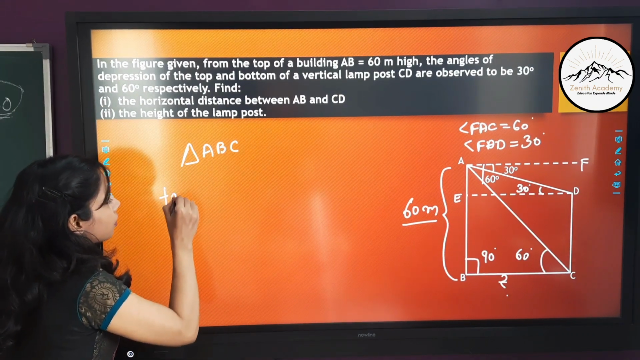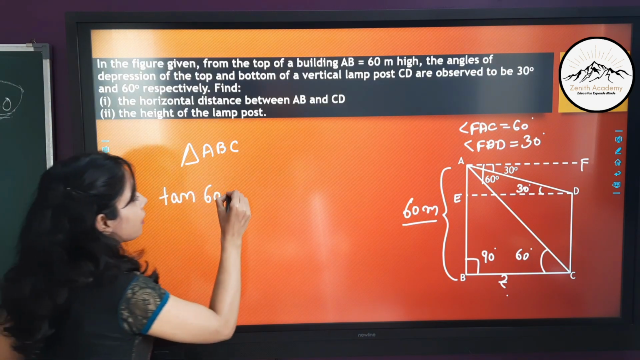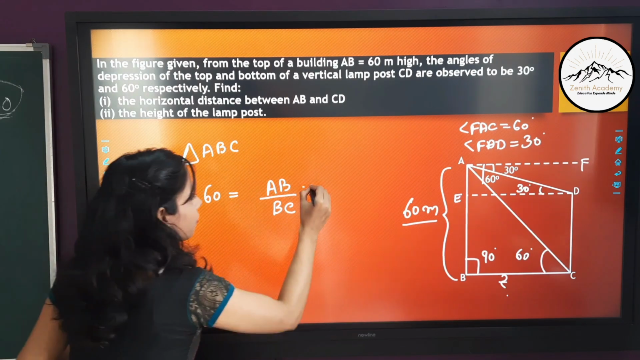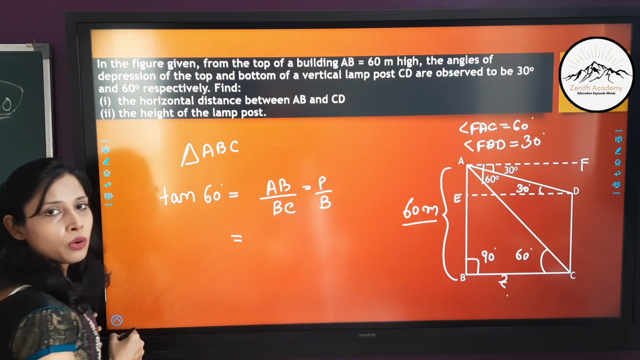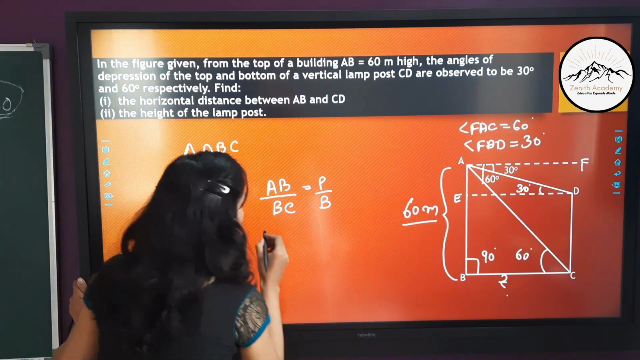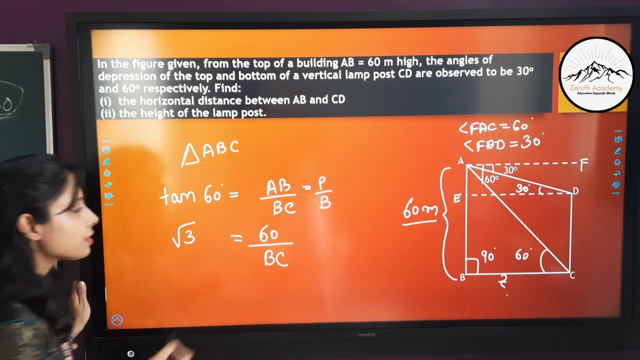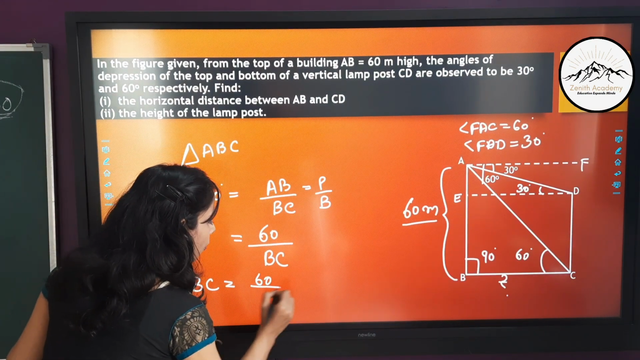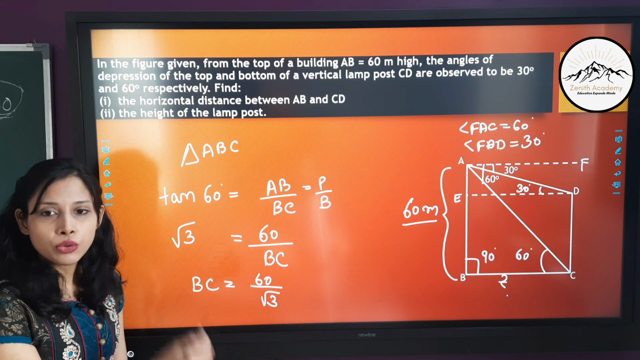Now we can use the tangent property. So theta value is given to us as 60 degrees. So tan 60 degrees will be equal to what? AB upon BC, which is equal to perpendicular upon base. Tan 60 degrees, we know the value is root 3. AB is given to us as 60 and BC we need to find out. So now it is simple, just cross multiply. BC will be equal to 60 upon root 3. Now root 3 is in the denominator, so we need to rationalize it.